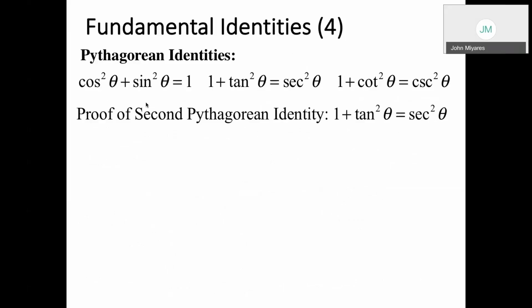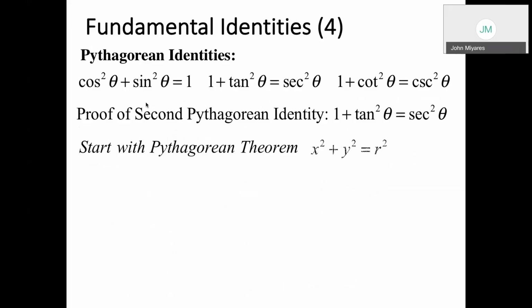Let's briefly look at the second Pythagorean identity. 1 plus the tangent squared of theta equals the secant squared of theta. We're going to start with the Pythagorean theorem again, where x squared plus y squared equals r squared. But this time, we're going to divide both sides of the equation by x squared. Doing that will give us x squared over x squared plus y squared over x squared equals r squared over x squared.